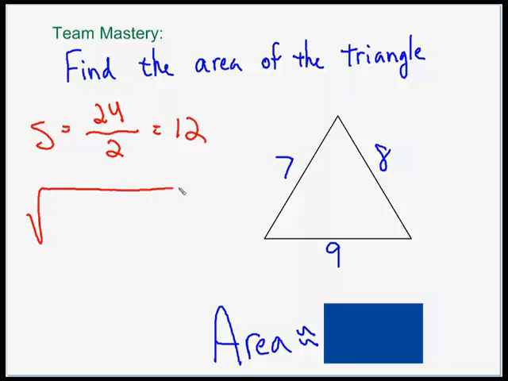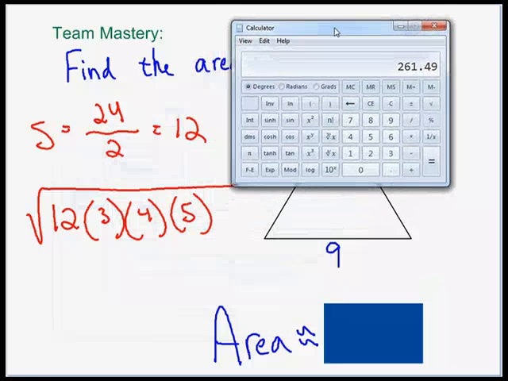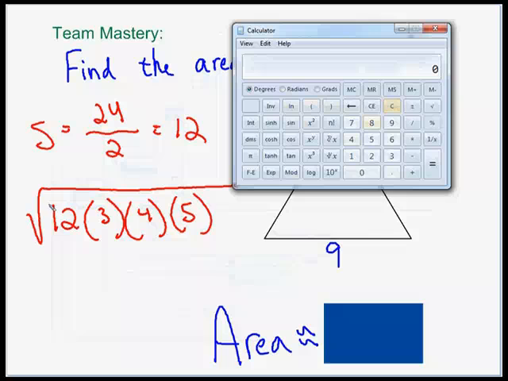So underneath the radical, we're going to have 12, and then each side gets a term being subtracted from 12. And let's go biggest to smallest. 12 minus 9 is 3. 12 minus 8 is 4. 12 minus 7 is 5. So let's bring up the handy calculator here, and we will do the work underneath the radical first. 12 times 3 times 4 times 5 equals 720, and we want the square root of that.